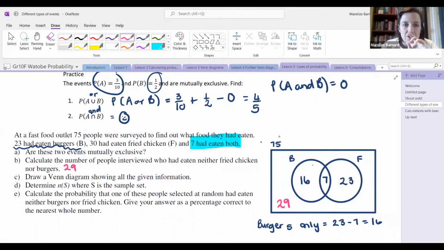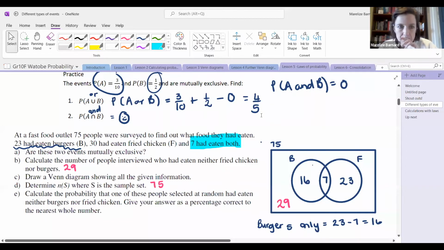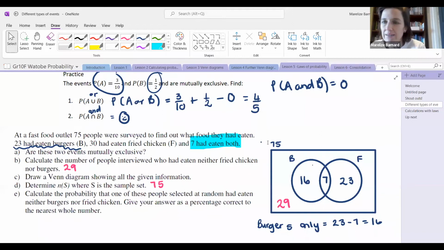Okay, so determine n(S), where S is the sample set. Our sample set, that's quite easy, that's 75. Now calculate the probability that one of these people selected at random had eaten neither burgers nor fried chicken. Okay, you guys do that while I answer Denayo's question. And pop it in the chat when you're done.